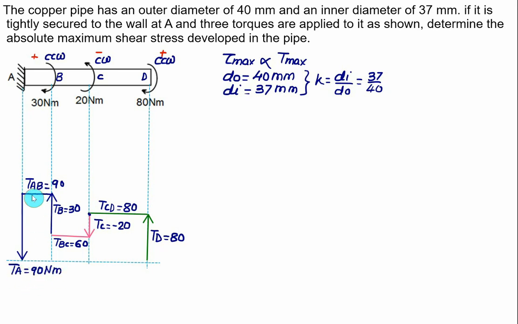So in the shaft AB we have torque equal to 90, in the BC portion we have torque equal to 60, and in the portion CD we have torque equal to 80. So in this case the maximum torque, T maximum, is in the portion AB, equal to 90 Newton meter. And now we can use the torsion formula. So we have torque equal to pi by 16.